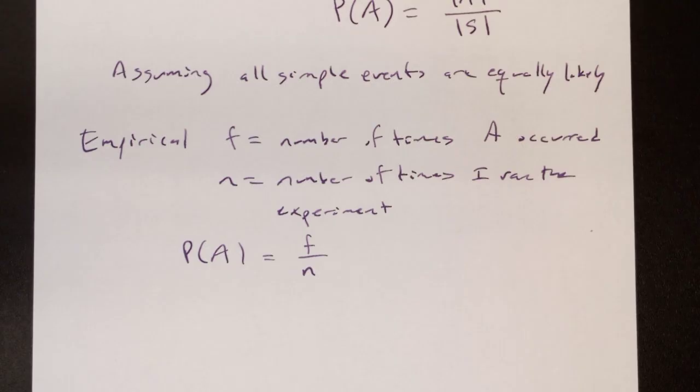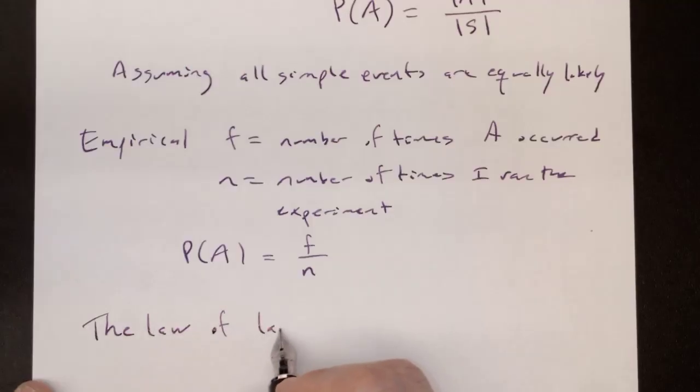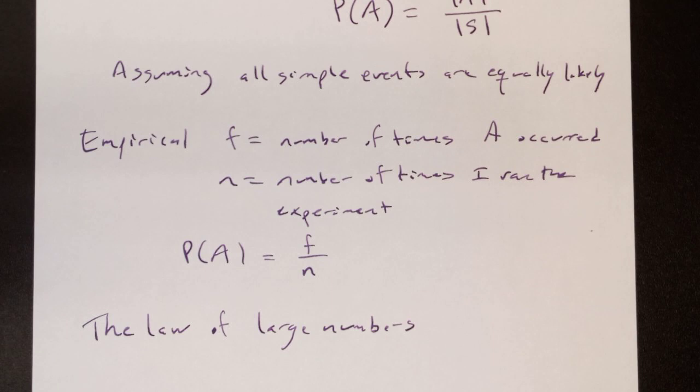Please note, there's this rule called the law of large numbers. And the law of large numbers says that as you do the experiment more and more and more and more, these two results get closer and closer together.